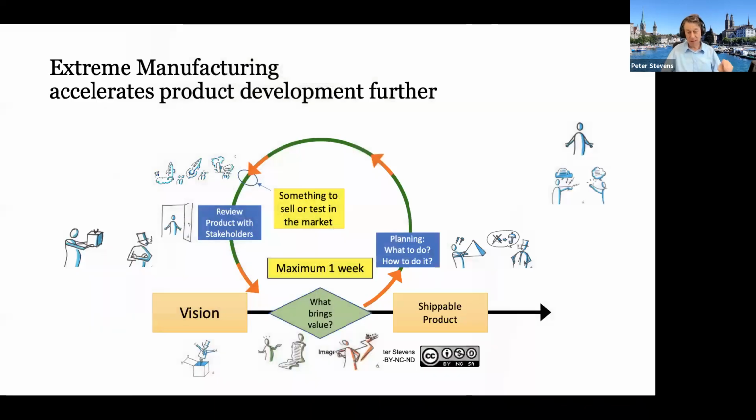We could cite more examples from Bosch. There's actually some evidence of this. And what I've just mentioned is what we call extreme manufacturing. They take this idea of potentially shippable one step further: something you can sell, something you can test in real life, or something you can use every week, with their 1 week sprints. And this is really about minimizing the risk.